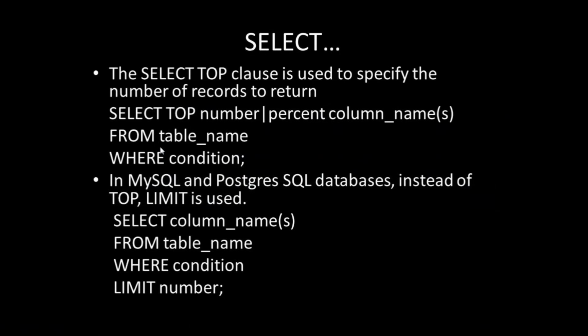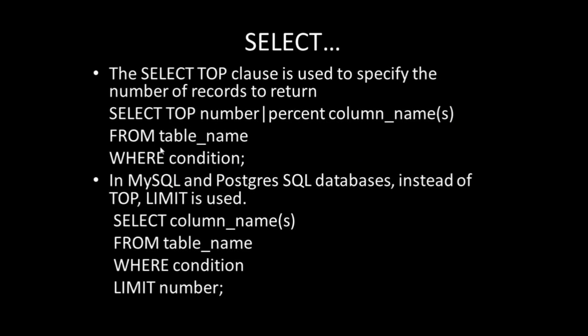The select top clause is used to specify the number of records to return. So when you don't want to get all the records and want to limit to a specific number of records, we use the top clause. The command is select top number of records from table where conditions. Again, where is optional here, so without where also we can use top.